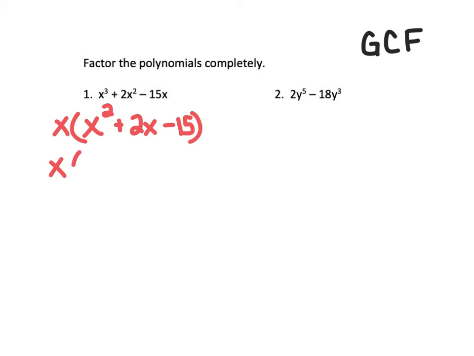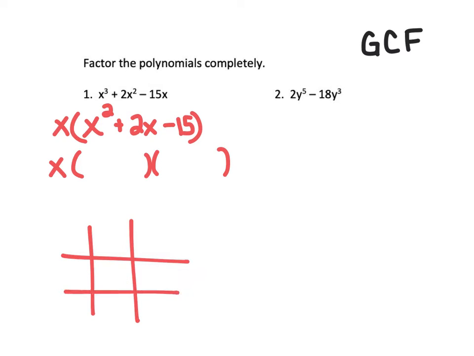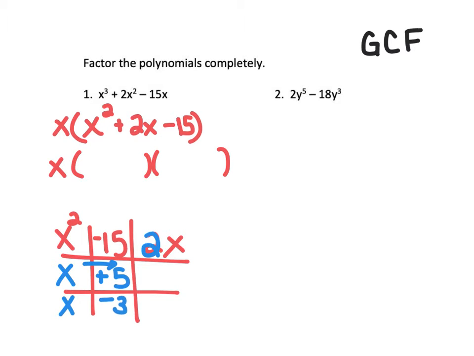Now, potentially, this may factor further into two binomials since it's quadratic. We're going to do the tic-tac-toe method for this, so I put x squared, negative 15, and my checking term is 2x. X times x gives me x squared. My factors of negative 15 mean one's a positive and the other is a negative. I'm going to try 3 and 5. I'm going to put the 5 here because I recognize I need a positive 2. Negative 3 here. Multiply across gives me positive 5x, negative 3x, and I add to get 2x.